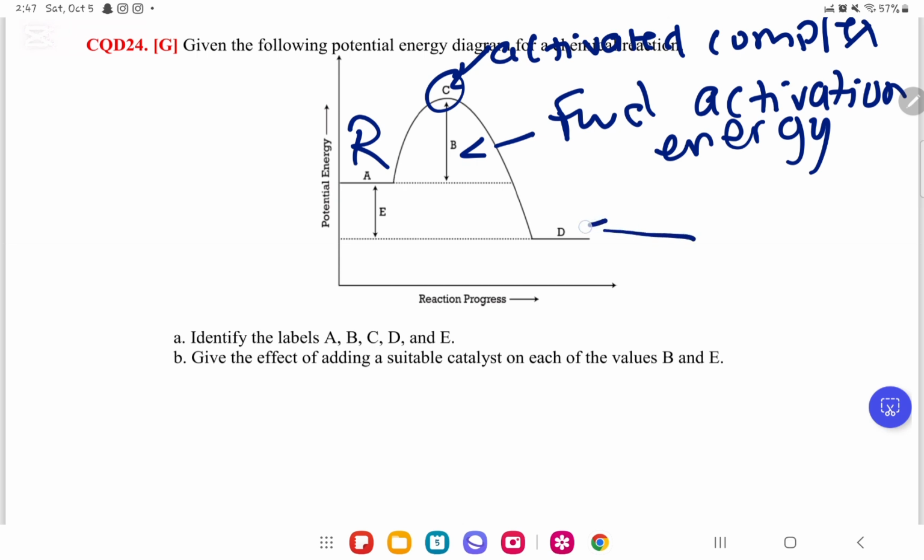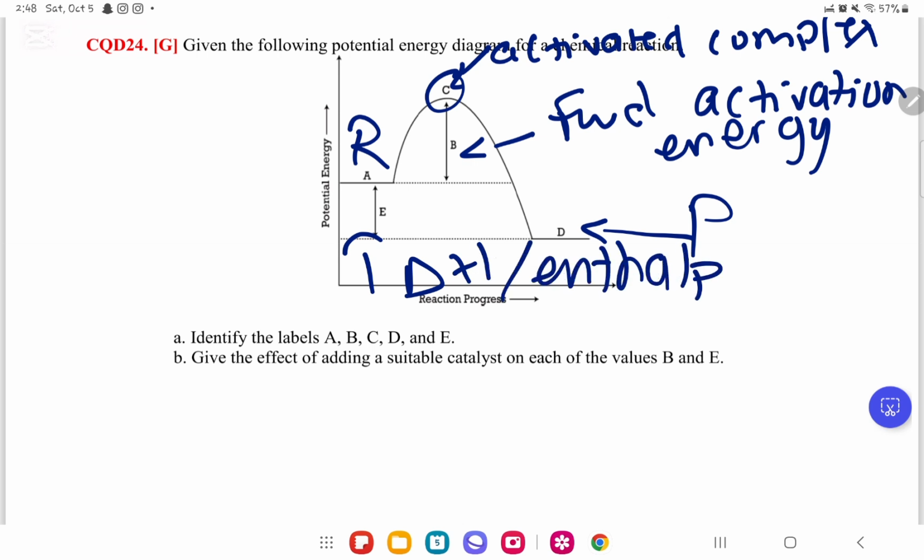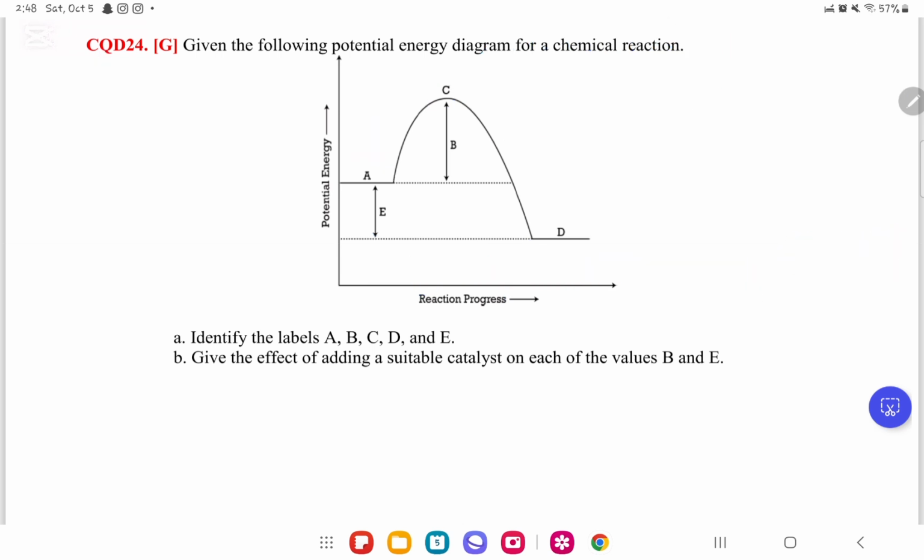Okay, D is our products, and E is our delta H, or enthalpy change. Same meaning. Both of them are the enthalpy change. That is part A done.